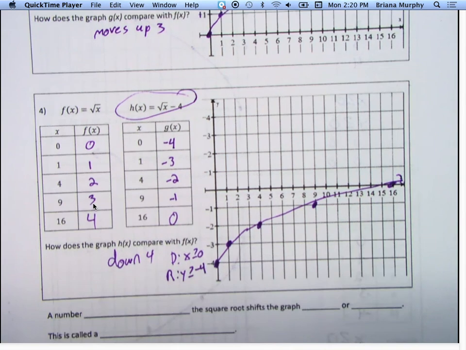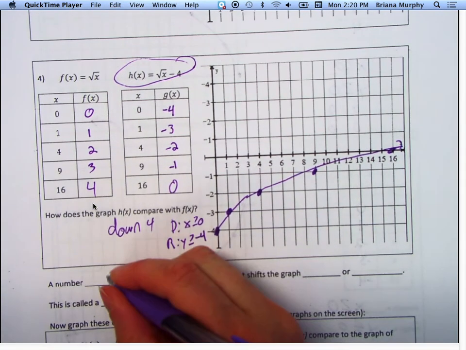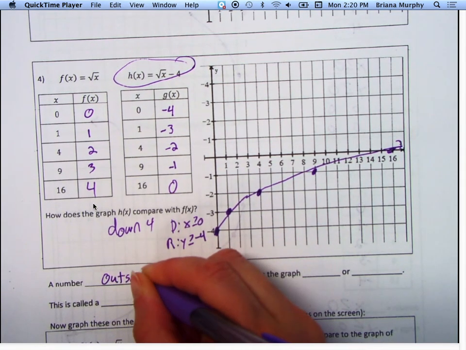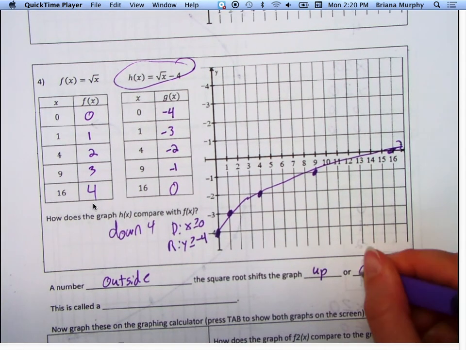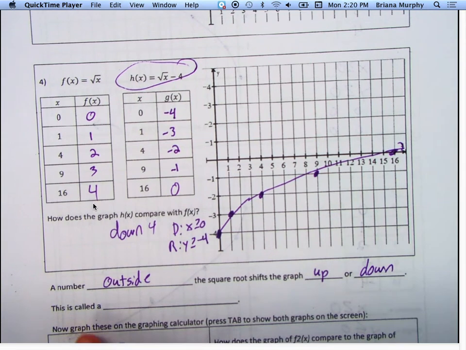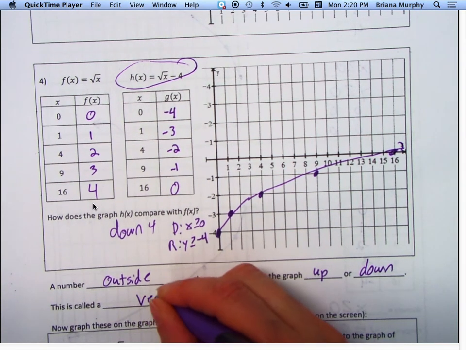It's not lower. Okay. A number outside the square root shifts the graph up or down. This is called a vertical shift.